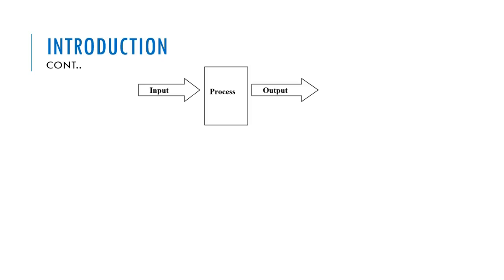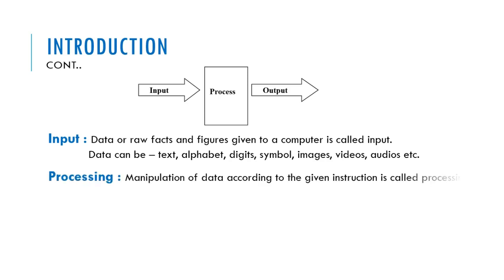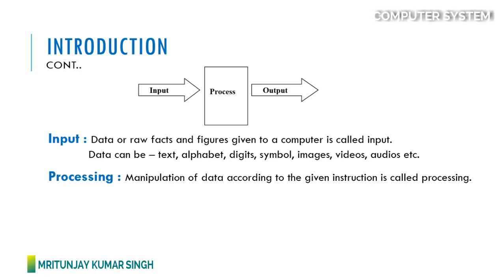So input refers to the data or raw facts and figures given to a computer, and this data can be text, alphabets, digits, symbols, images, videos, etc. Now secondly, the processing. A process or processing simply means the manipulation of the data according to the instructions given by the users. And third is output.